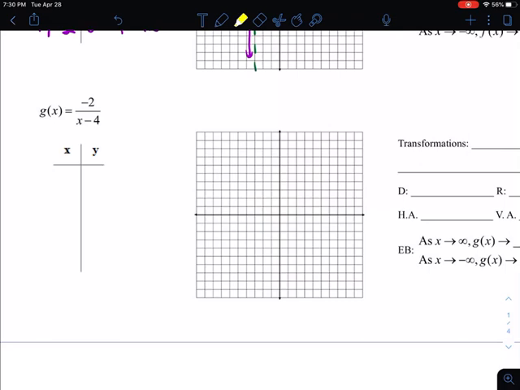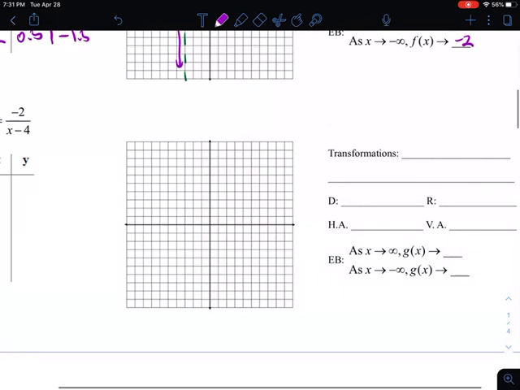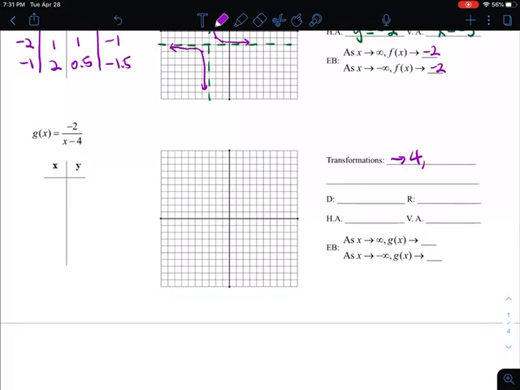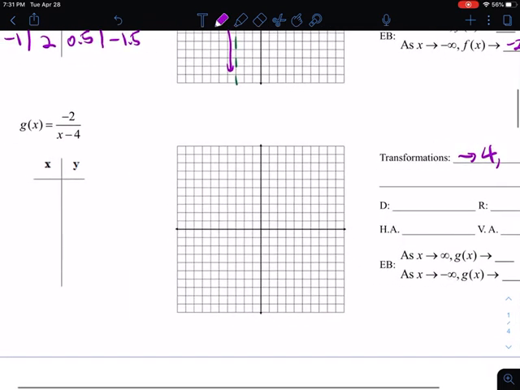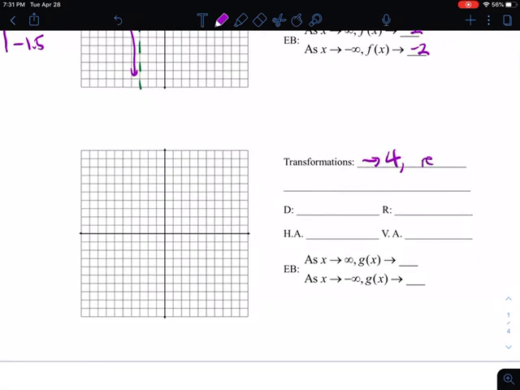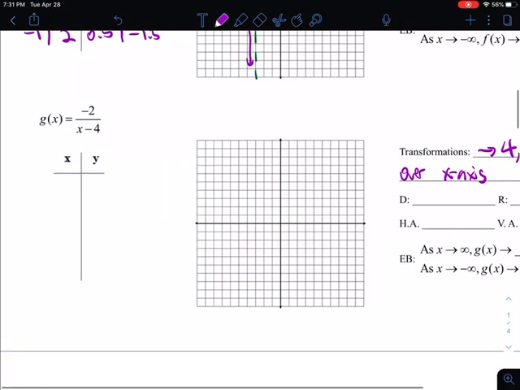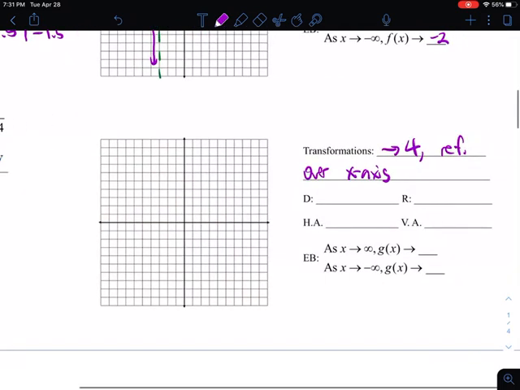So we have -2 over x minus 4. First of all, the x minus 4 tells us we're going 4 to the right. Okay, now we have a negative sign in front, right? So the negative sign on the outside tells us it's going to be a reflection over the x-axis. If this negative sign was down here, with the x, then it would be a reflection over the y-axis, but we're not going to worry about that for this unit. So reflection over the x-axis.